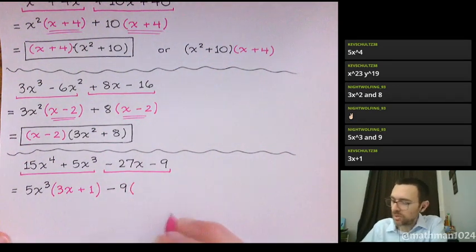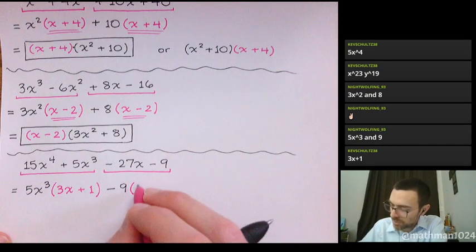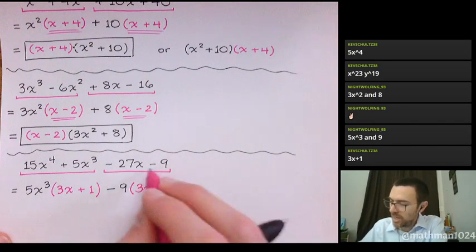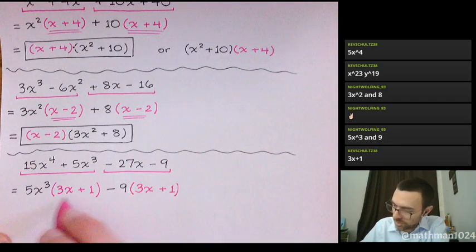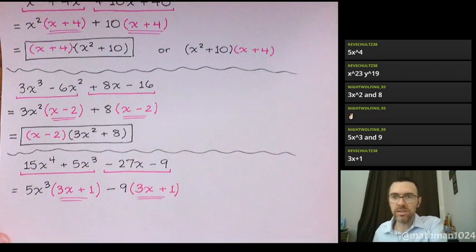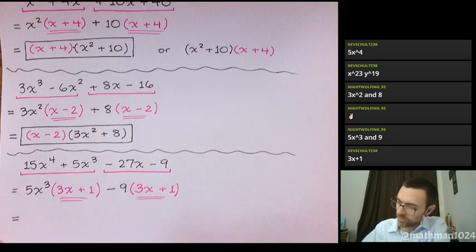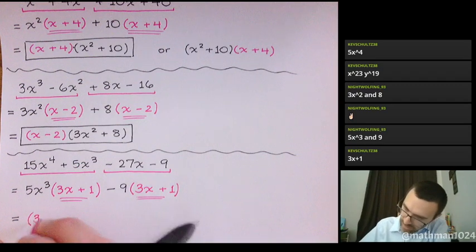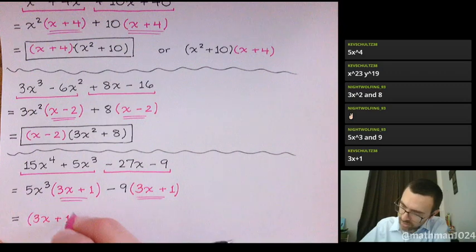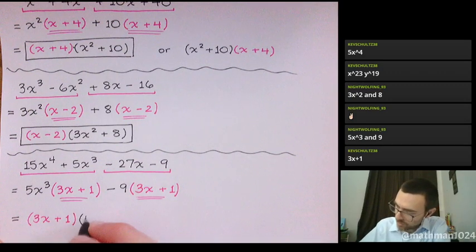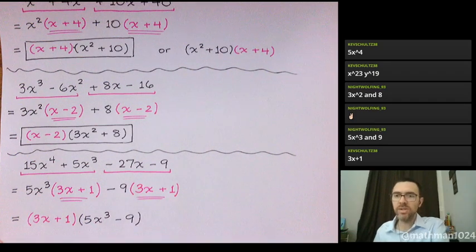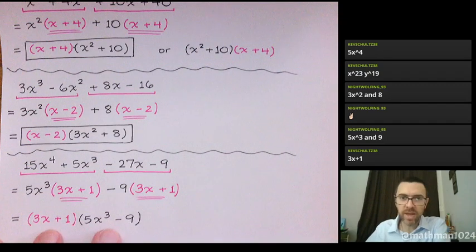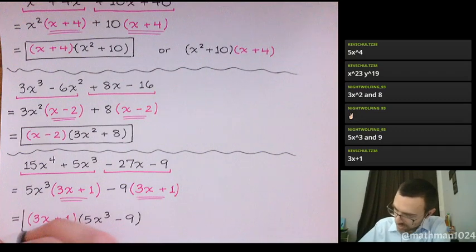Be very careful with your signs. Negative 27 divided by negative 9 is positive 3, so it's positive 3x. Negative 9 divided by negative 9 is positive 1. So, lucky us, these guys are exactly the same, which allows us to finish factoring by grouping, so we write that in front. 3x plus 1 times 5x to the third minus 9. And as I mentioned before, if you have these factors flipped around, it's still the same, as long as you have these two factors.